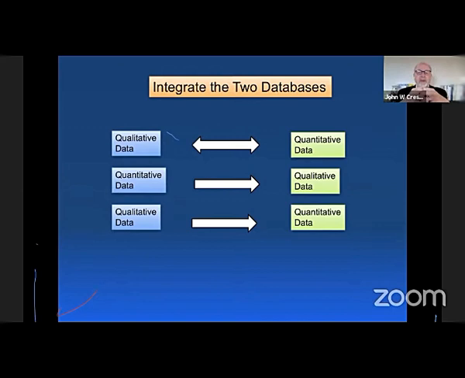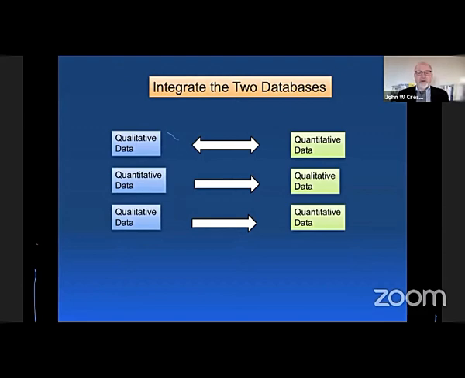Or we can do them sequentially, which is the second one here. We can start with that survey, just as I showed you, and follow up with some interviews and use the qualitative interviews to help explain the survey results. Or we might integrate by starting qualitatively and then following up quantitatively. So you see, it starts differently. In this second one, we start quantitatively, and in the third, we start qualitatively. So these are some ways in which we can integrate, bring the two databases together.